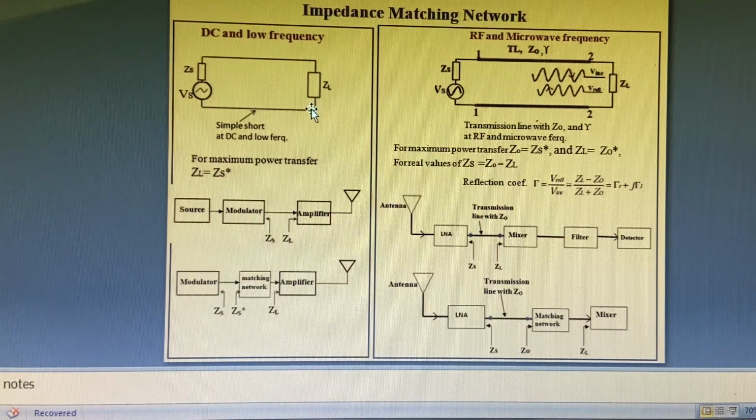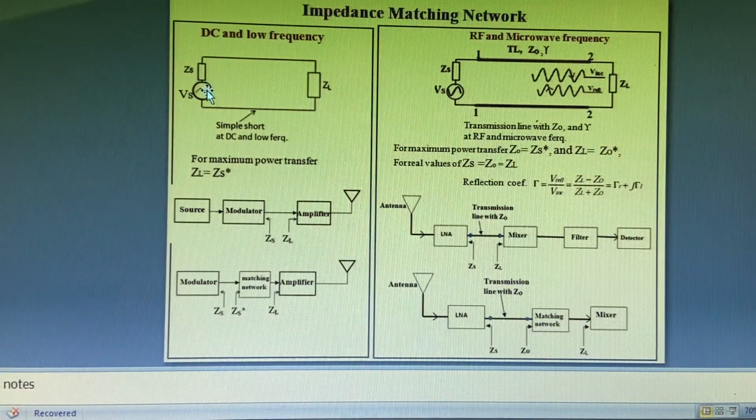At DC and low frequency, the interconnect which is used to connect the source to the load ZL behaves like a simple short circuit. So the condition required for maximum power transfer is that ZL must be the complex conjugate of the source impedance. If ZL is not matched with the Zs, then a part of the power will be wasted in the form of heat, or it may be reflected back towards the source, or it may be radiated. So for maximum power transfer at DC and low frequency, ZL must be the complex conjugate of Zs.